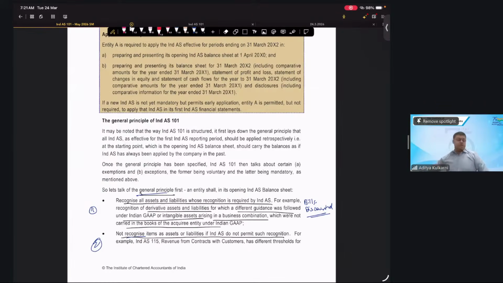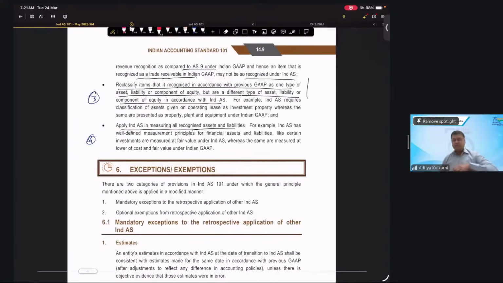Yes, sir. So, derecognition of an item which was permitted to be recognized under the accounting standard regime. Then you have reclassification. Can you tell any example of reclassification?